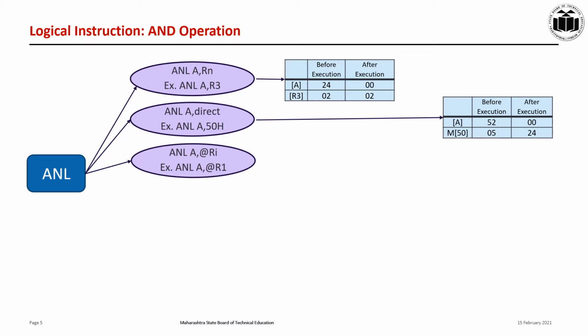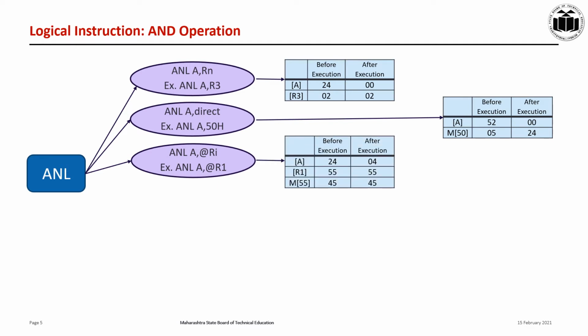ANL A, @Ri. This instruction ANDs the content of the internal memory location pointed to by Ri with the accumulator and stores the result in the accumulator. Ri indicates register R0 or R1. For example, ANL A, @R1. If the accumulator contains 24H and register R1 contains 55, then the AND operation is done on the content of memory location 55H, that is 45, and 24, and the result is 04, which will be stored in the accumulator.